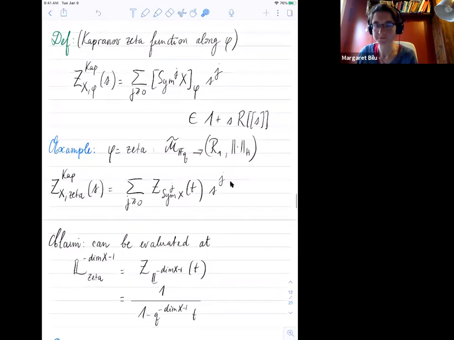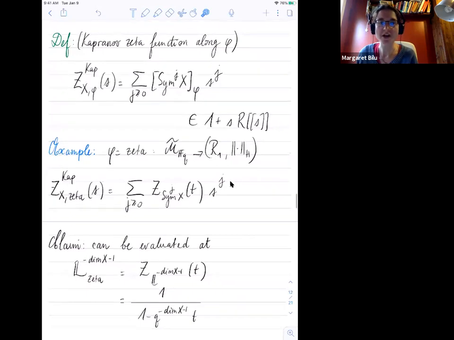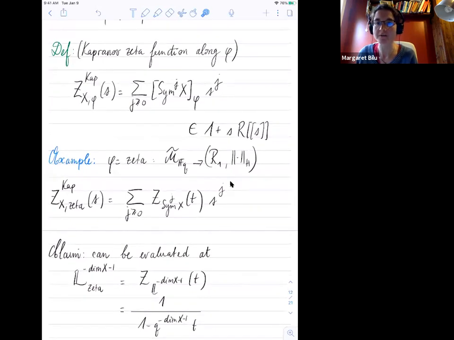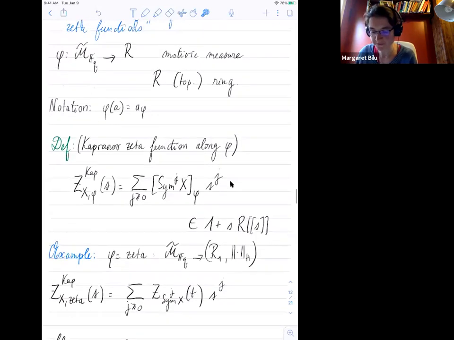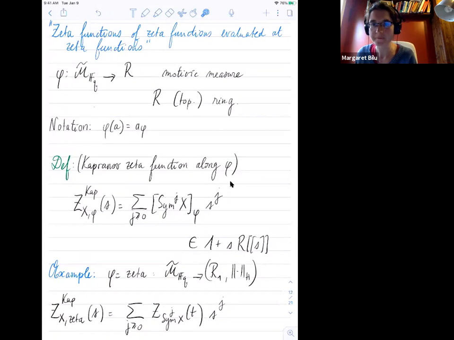Can you say again what the subscript phi means in the Kapranov? It just means specialized via phi, specialized through phi. It just means phi applied.